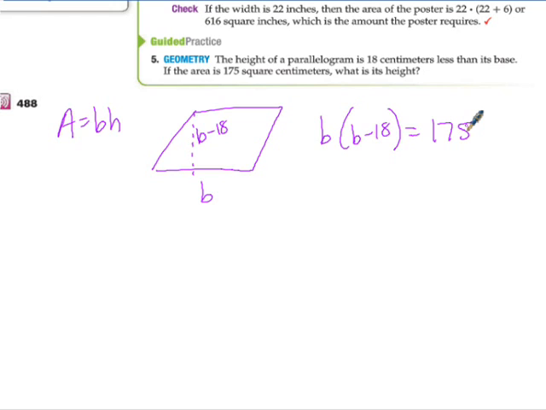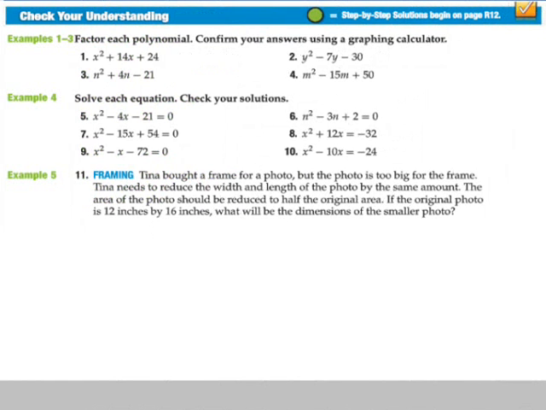Okay? Here's what I want for you. I want you to pause the video right here, and I want you to solve and tell me what the height is. Go ahead and pause the video now. All right, hopefully you worked out the problem and you got the height is 7 centimeters.